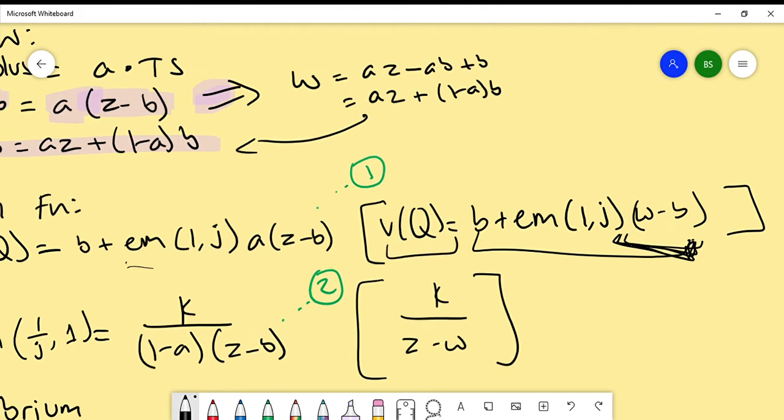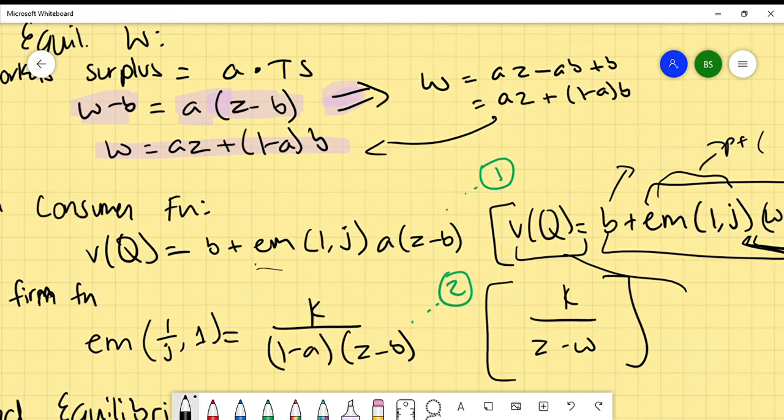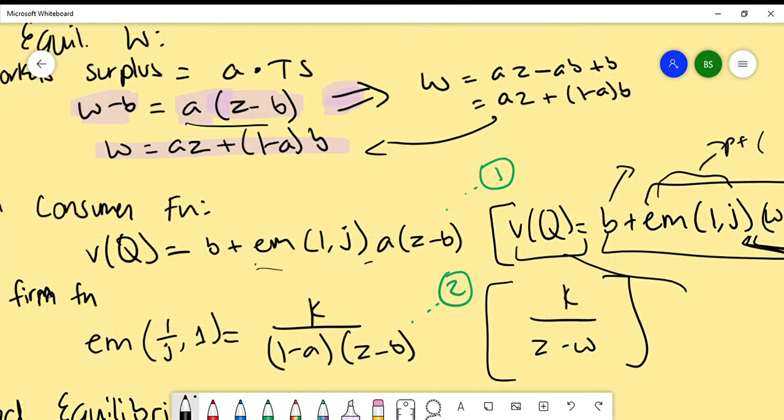Okay, whatever. This value function is broken up into two parts. The value of being unemployed, you would get B, plus, if you were employed, the probability of being employed times the benefit you get from being employed, which is W minus B. So that's how you have to remember this equation. W minus B is the same thing as A times Z minus B, so we sub that in here and we get this.